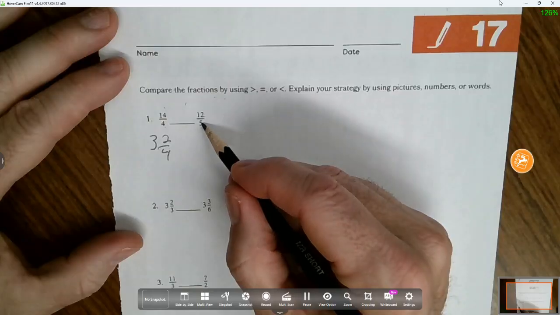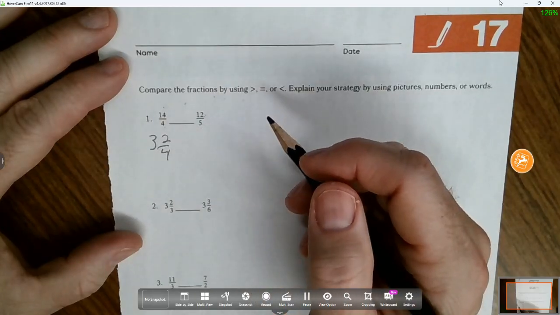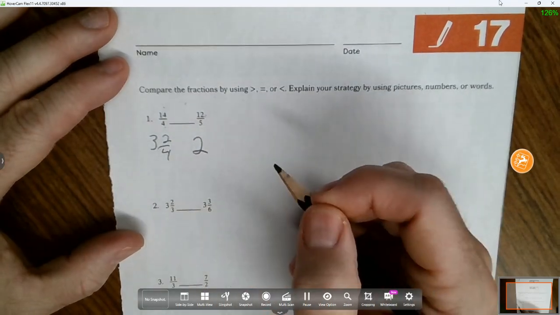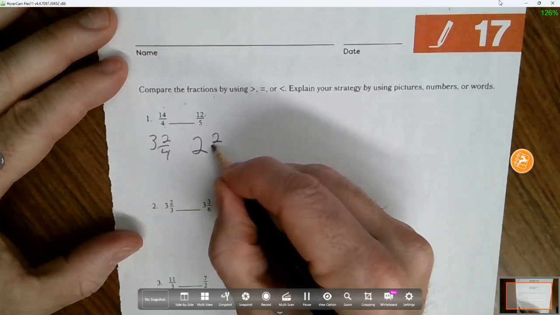Now we have 5 into 12. How many times? 5 times 1 is 5. 5 times 2 is 10. 5 times 3 is 15. So we can only go in 2. And that leaves us with 2 fifths.